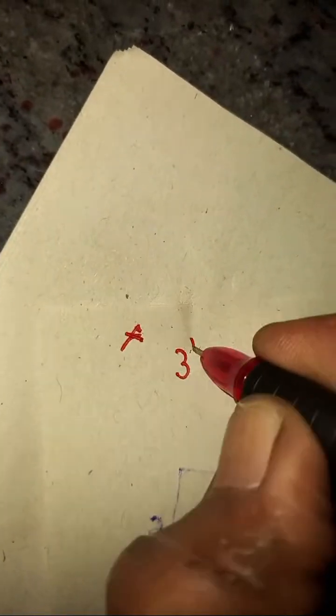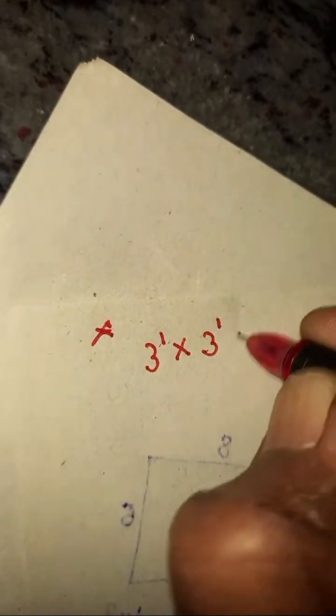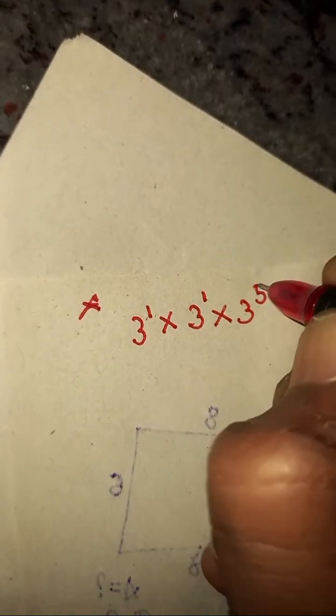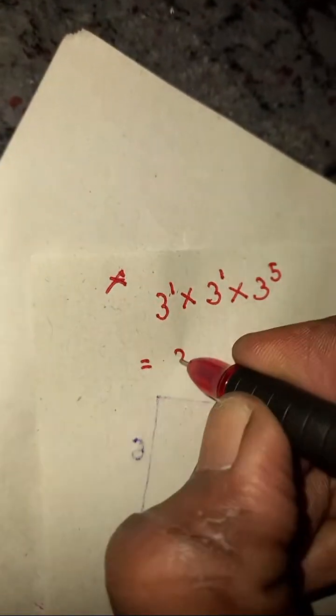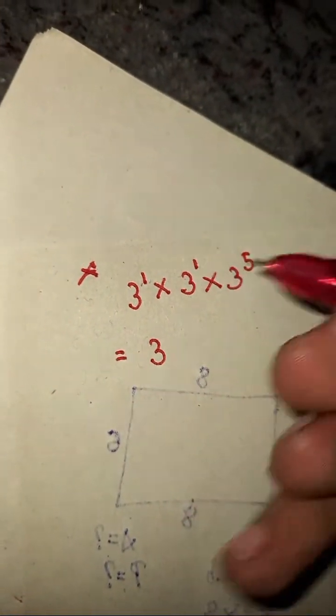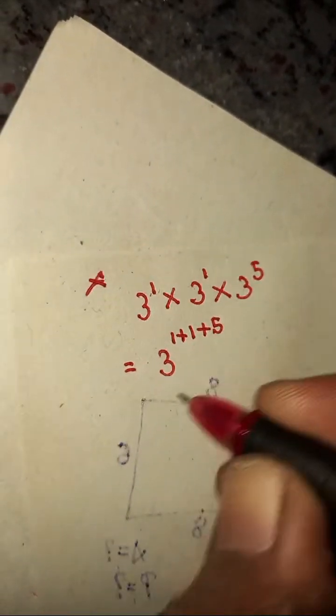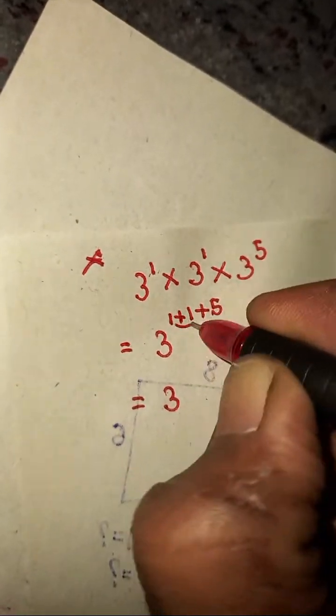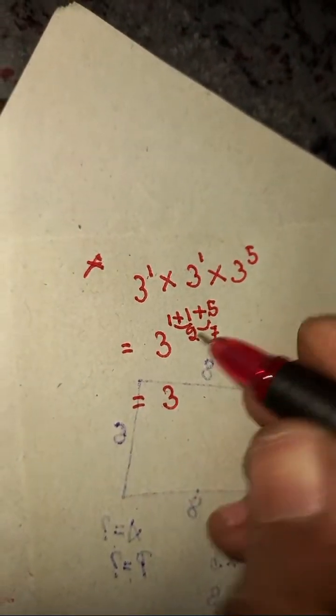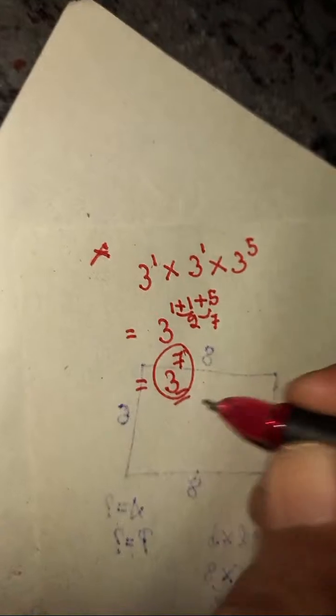And now you take this one, that is 3 to the power of 1 times 3 to the power of 1 times 3 to the power of 5. Here also the same thing, take 3 as the common base and add up the powers, 1 plus 1 plus 5. 1 plus 1 is 2, 2 plus 5 is 7, so 3 to the power of 7.